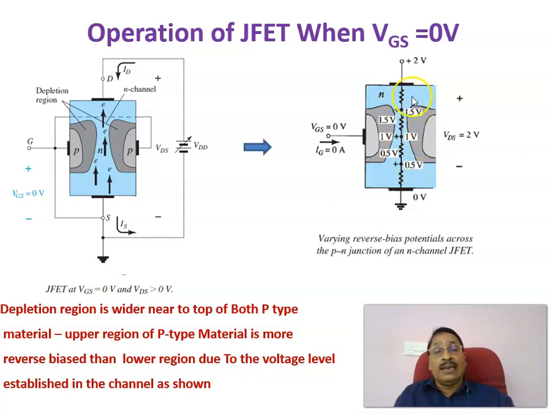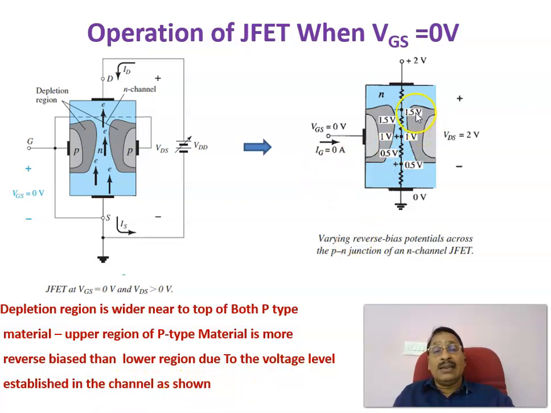Here the voltage is 0.5 and here it is 1.5. That is why the depletion region width will be more near the drain side. That is why the depletion region comes like this. The width of the depletion region is more at this side compared to the source side. That is because the resistance drop is more near this end than near this end. Therefore, the depletion region is wider near the top of both P-type materials, or the upper region of the P-type material is more reverse biased than the lower region due to the voltage level established in the channel as shown.